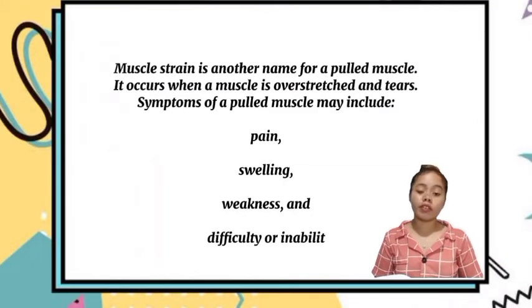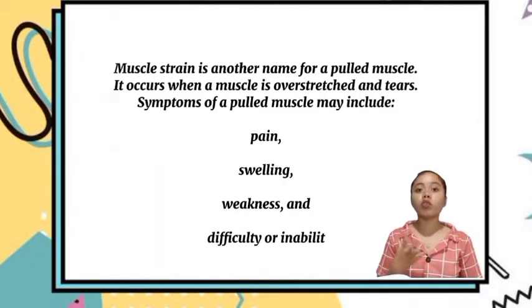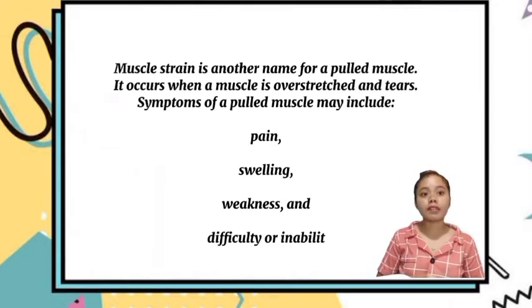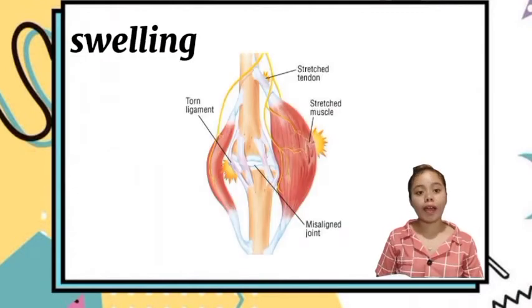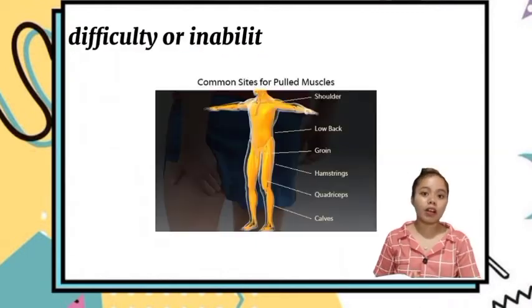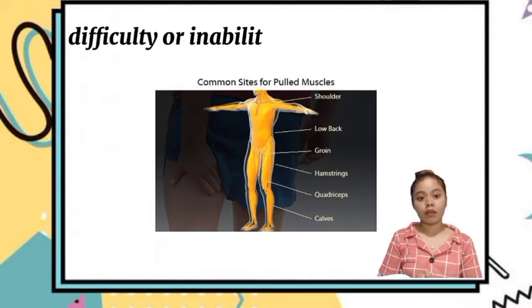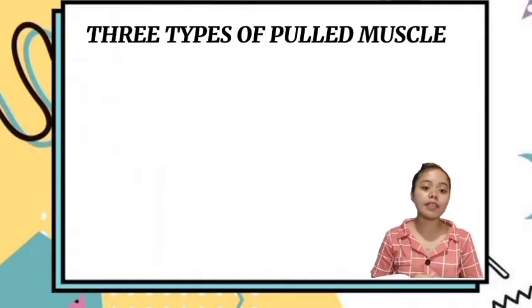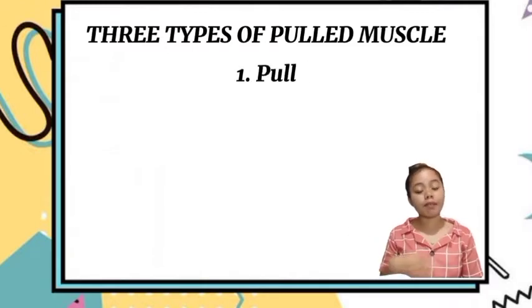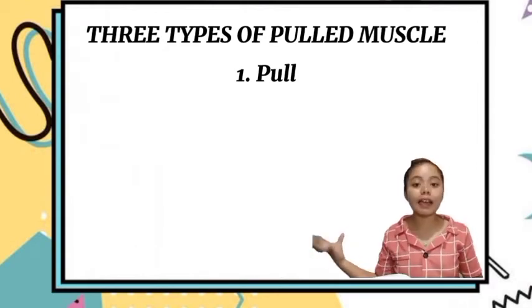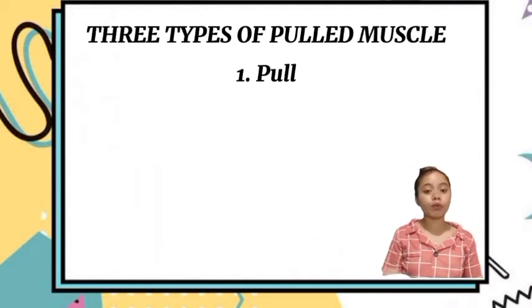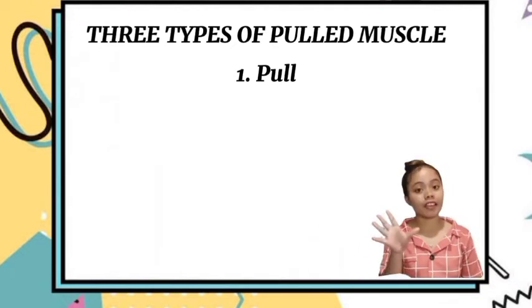So the first type of sports injury is pulled muscle. Muscle strain is another name for pulled muscles. It occurs when a muscle is overstretched and tears. Symptoms of pulled muscle may include pain, swelling, weakness, and difficulty or inability to use the muscle. We have three types of pulled muscles. First one is the pull. If 5% po ng ating muscle ay na-disgrasya po, kailangan lang po nating magpahinga, take some rest, and then magiging okay na rin po siya if 5% ng ating muscle.